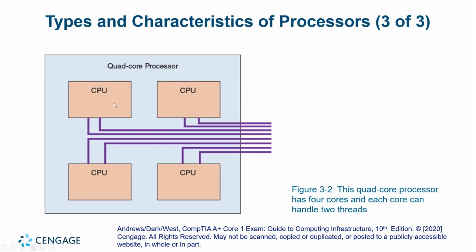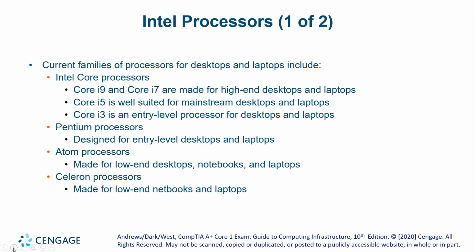Quad-core processor: this is inside the chip body itself. You can have multiple cores. Basically, it allows you to carry on a lot of different tasks at one time, and if it's hyper-threaded, each one of these cores can have multiple threads, which means each core can carry on multiple activities. Intel is probably the most well-known chip manufacturer.